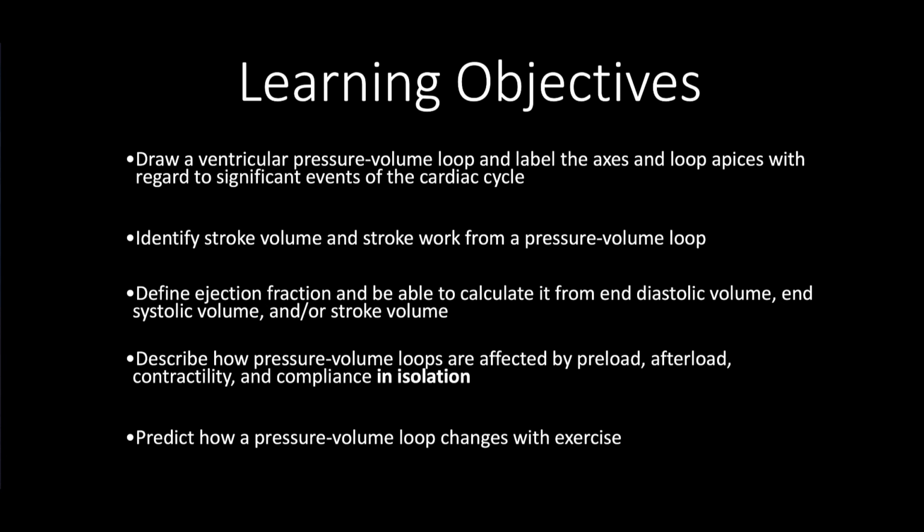I also think you can already identify stroke volume and stroke work. I also think you can define ejection fraction and be able to calculate it from end diastolic volume, end systolic volume, and stroke volume. Finally, what I think is probably the hardest and will take some more time is how the pressure volume loop changes when it's affected by preload, afterload, contractility, or compliance in isolation.